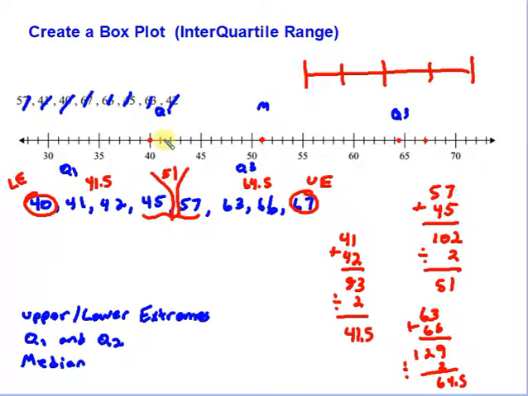Now all there is to do is to put my box on here. So my box always goes between quartile 1 and quartile 3. Just like that. Quartile 1 and quartile 3. Now I can connect my quartile 3 to my upper extreme and connect my lower extreme to my first quartile, and that is my box plot.